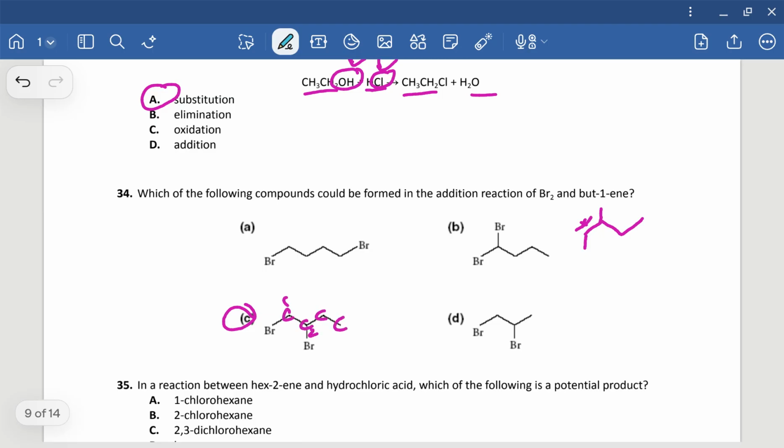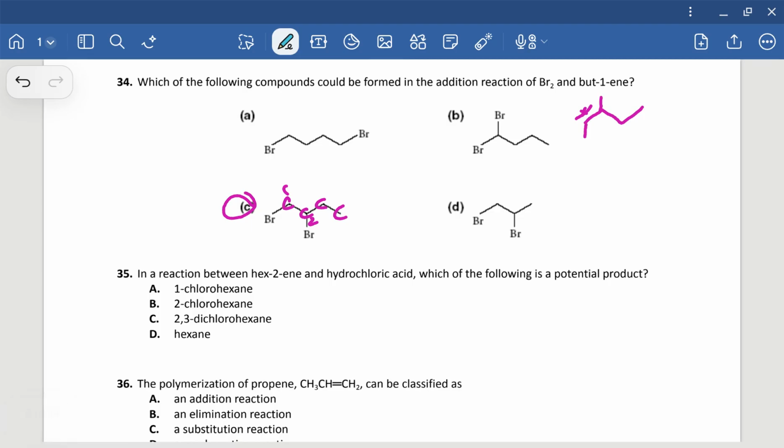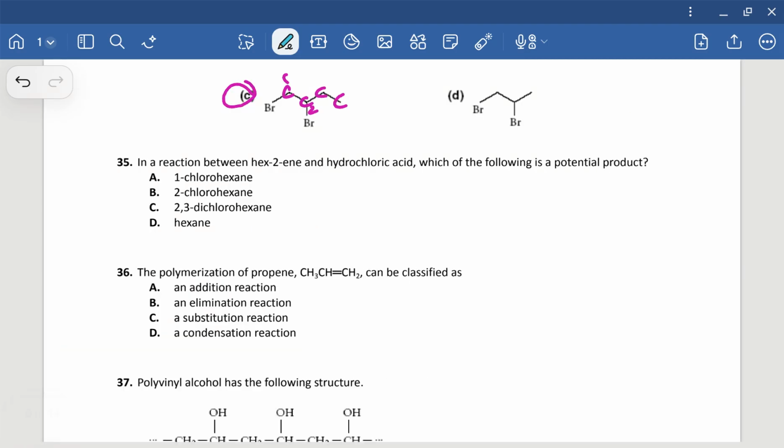and carbon 2. Number 35, if you had the reaction between hex-2-ene and hydrochloric acid, which of the following would be a potential product? So the fact that you have a double bond, that would mean we're going to break it. So if you take a look, carbon, carbon, carbon, 1, 2, 3, 4, 5, 6. If you did put a double bond between carbon 2 and 3, if this was broken, that means each of these carbons can bond to one more atom, and the atoms are going to bond to are hydrogen and chlorine.